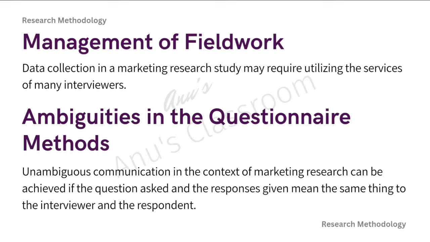Unambiguous communication, especially in the context of marketing research, can be achieved if the question asked and the responses given mean the same thing to the interviewer and the respondent. If the interviewer has, say, ABC in mind when creating the question, but the respondent gets a feeling of XYZ, it is going to be total chaos. Correct. Ambiguity could arise due to assumptions which are not communicated properly, or due to the nature of the open-ended questions that are being asked, or maybe the questions are too long and we feel bored and lose our attention span.